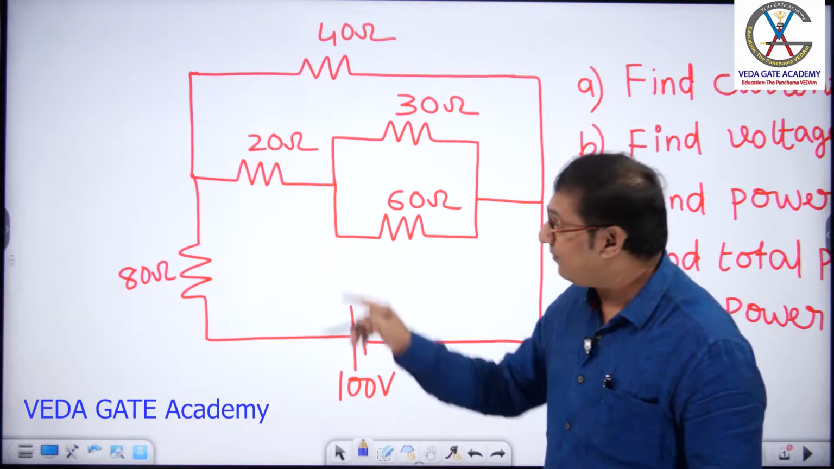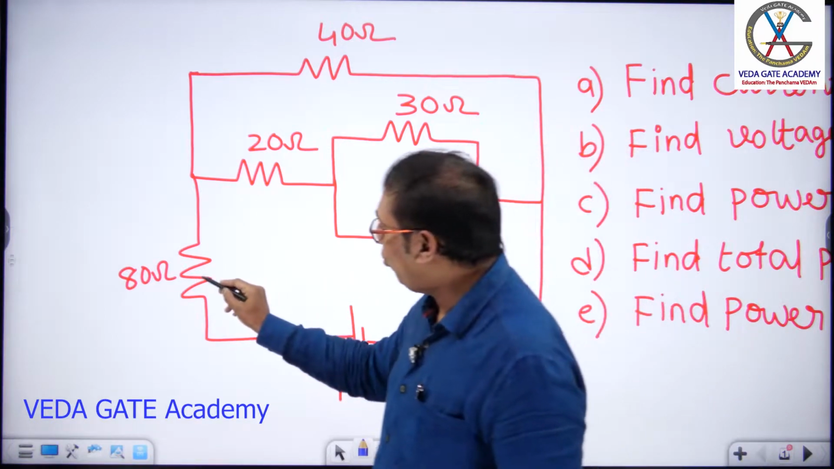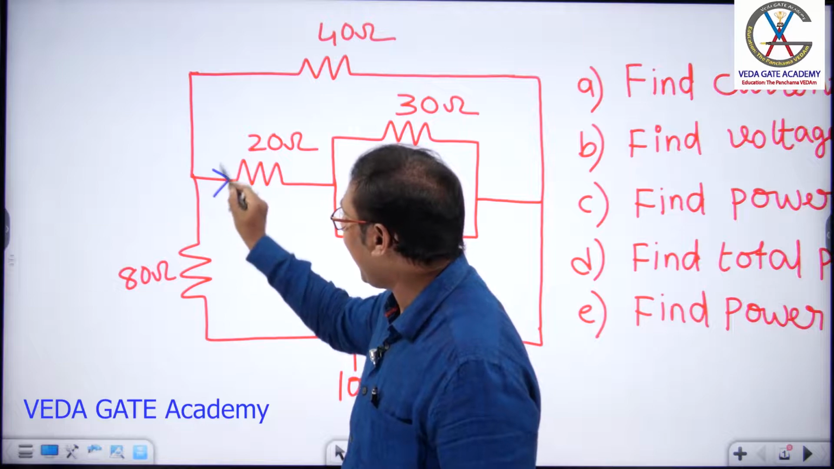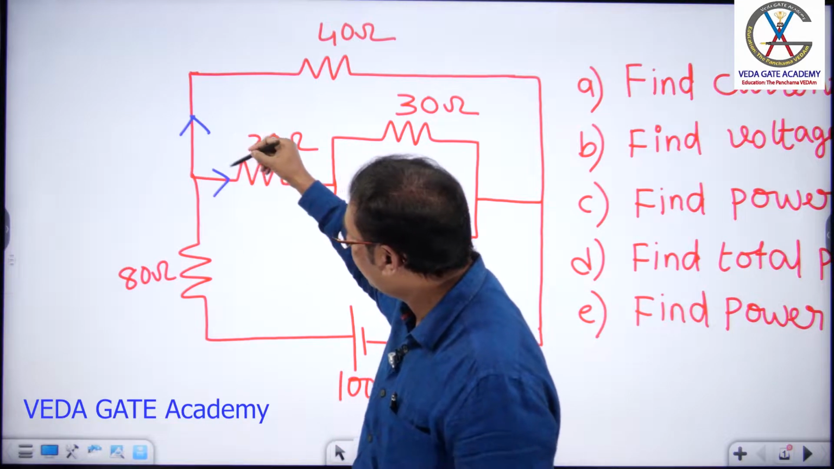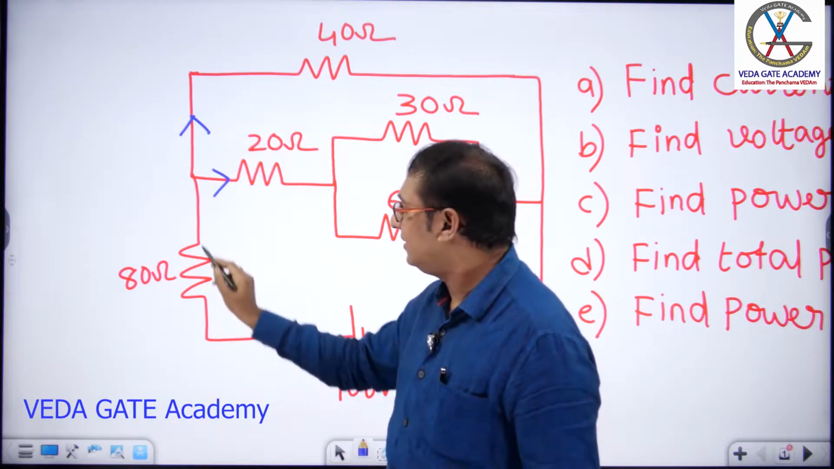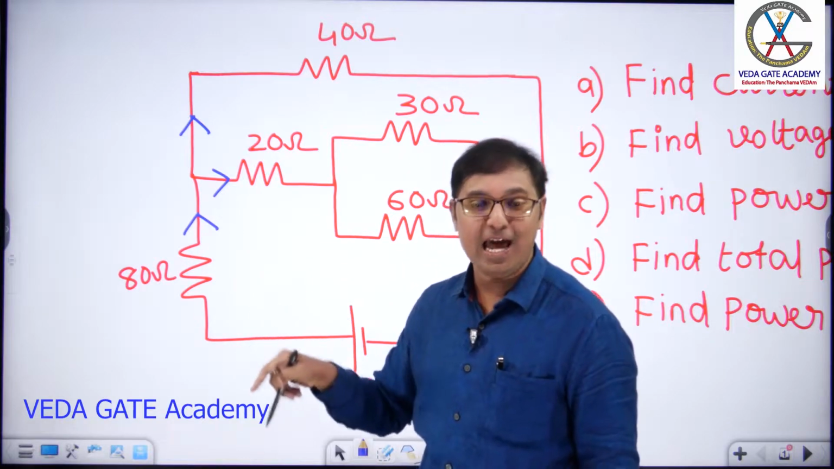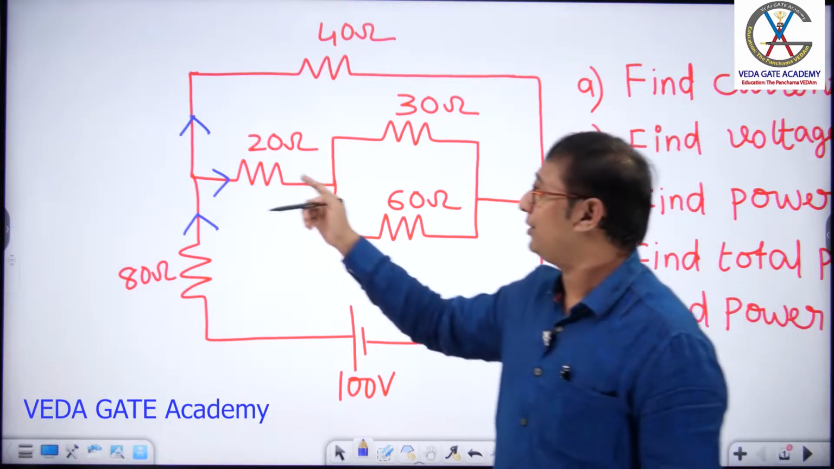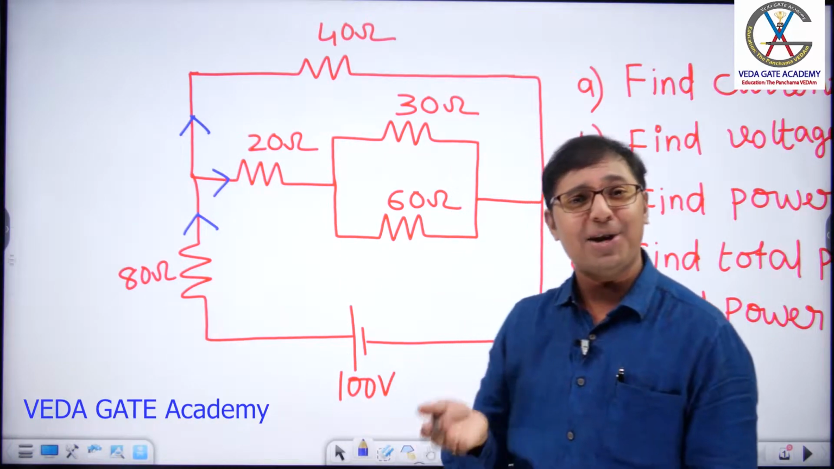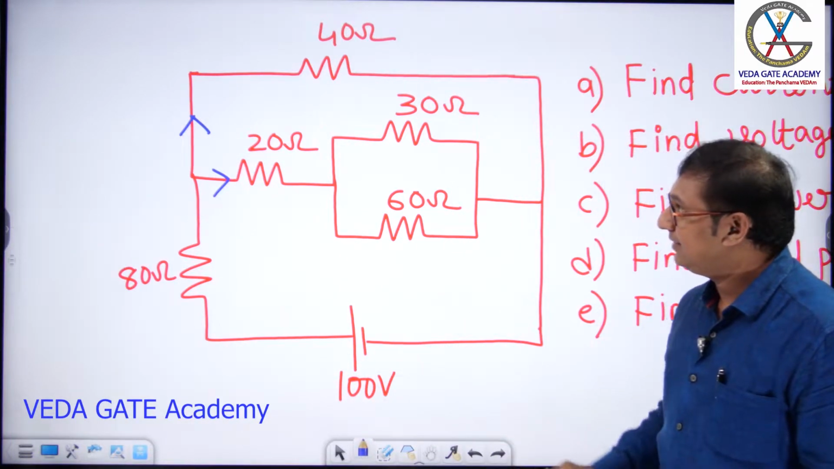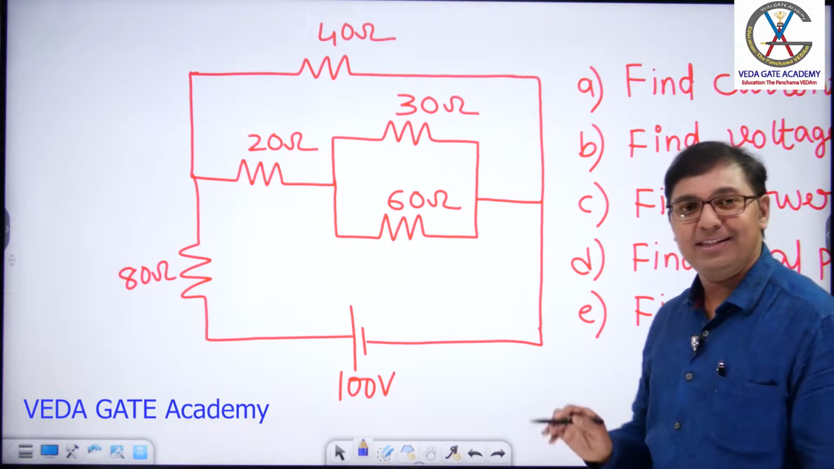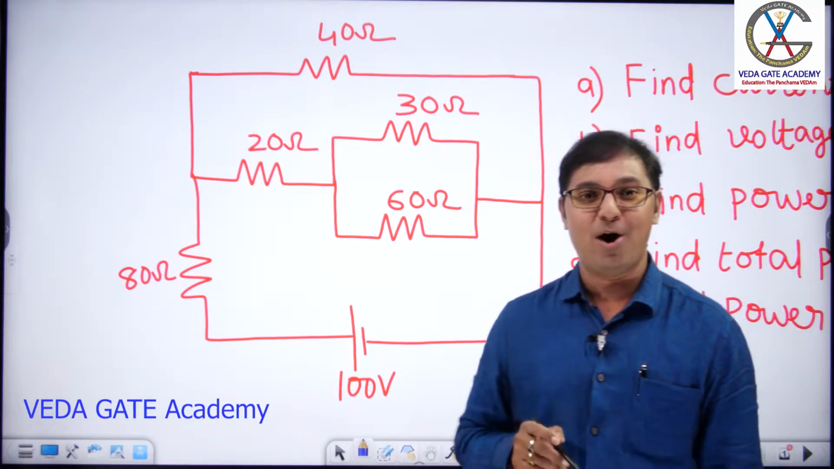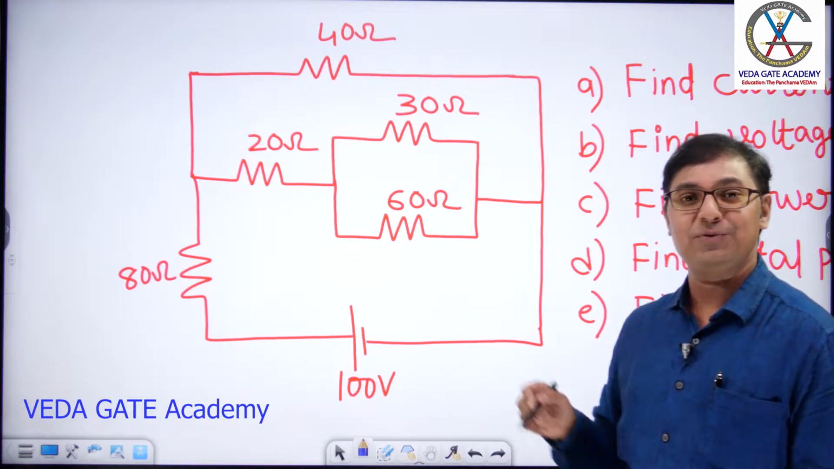Can I apply KCL for finding this branch current? If this branch current and this branch current are given, if you know these two branch currents, this branch current can be easily calculated with the help of KCL. Yes or no? But this branch current is not given, unknown to us. Therefore, we can't go with KCL either. Only one Bhagwan in finding currents: current division.